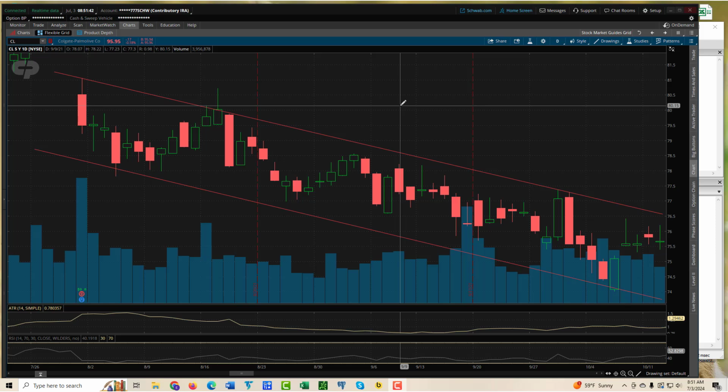Now, does it actually work? Can you actually make money doing this? Does it have a track record of success, this particular trade setup? That's what we do at Stock Market Guides. We bring historical data and give you access to it. So we would look at Colgate Palmolive and say, okay, how many times historically has it had a channel down setup? And of those times, how has it performed?